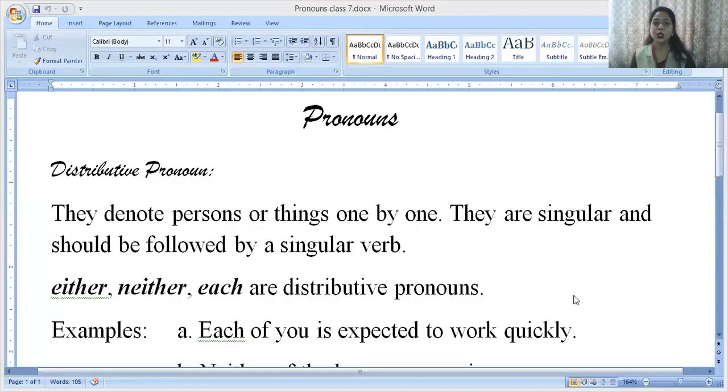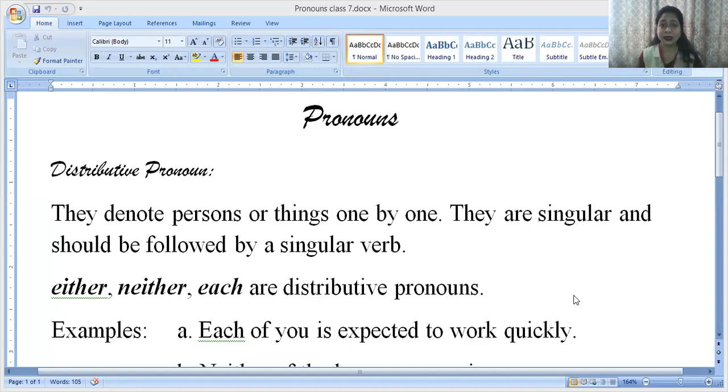Yes, so here you can see distributive pronouns. As the name suggests, distributive, what does it mean? It comes from the word distribute. How do you distribute? You give one thing to one, then one thing to another, then one thing to another. That means you deal with everyone one by one. So that is how you distribute things.